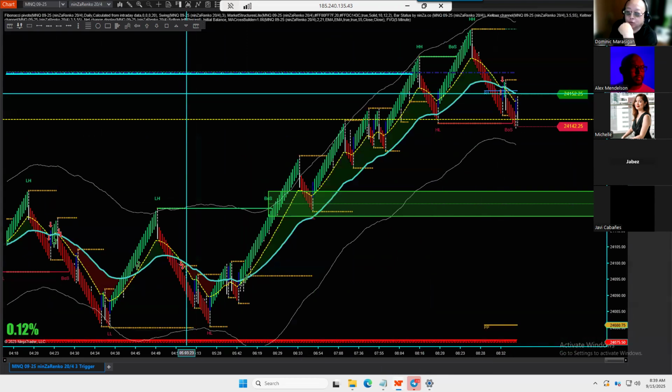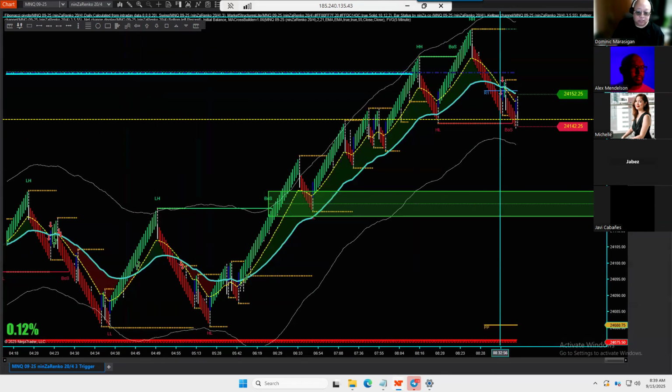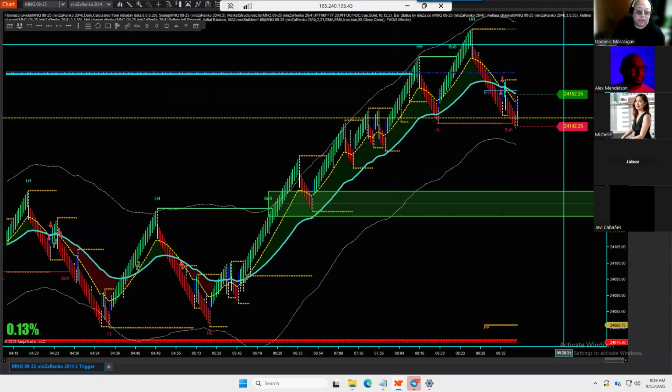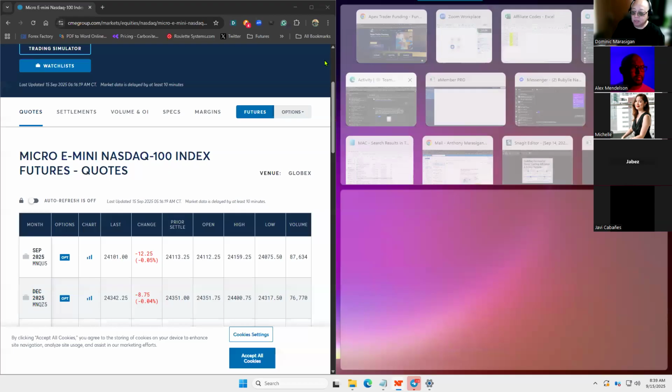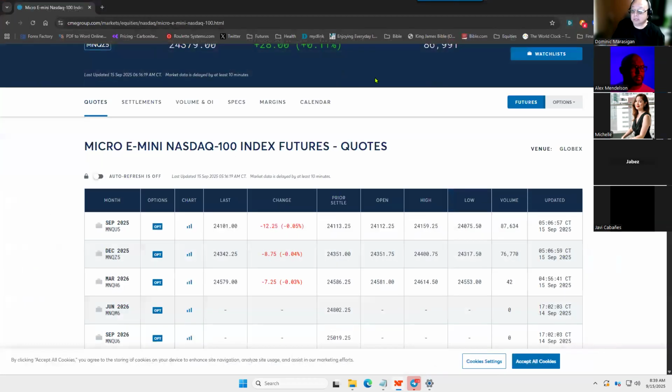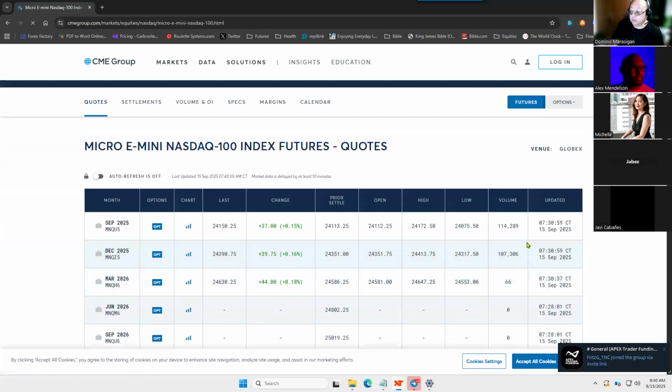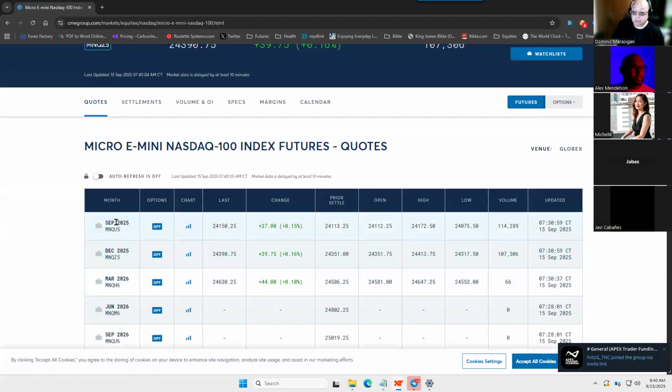The reason I'm doing that is because this is what we call rollover week. It's going to expire on Friday. But the guideline I choose to follow when I'm trading is this: I go to the CME website, look at NASDAQ, and check what the volume is right now. Here's September, which is the old one. This is the newer one, the rollover one, December 25.